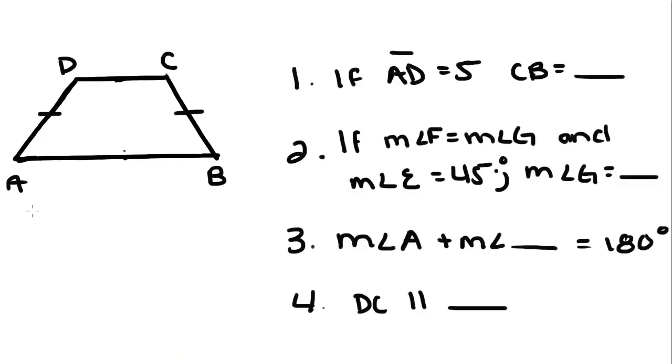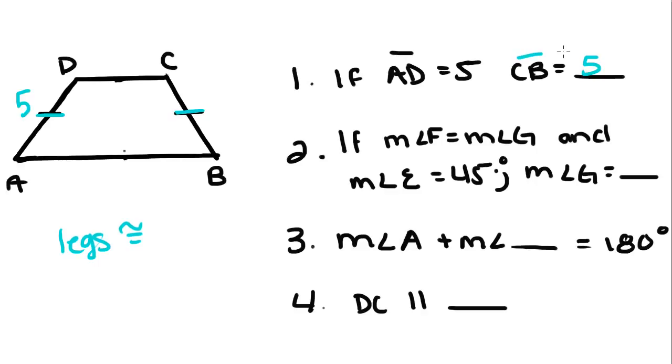So if AD is equal to 5, CB has to equal, well, this is an isosceles trapezoid because the legs are congruent. So if the legs are congruent, that means they have equal length. So if AD equals 5, then CB also has to equal 5.